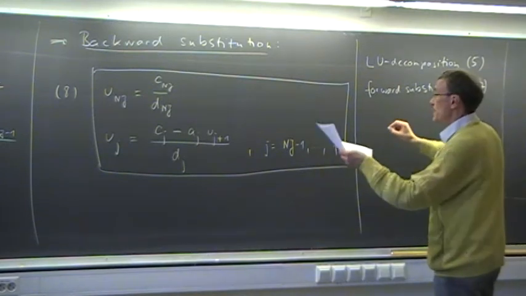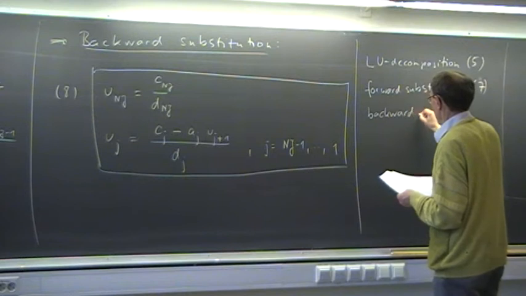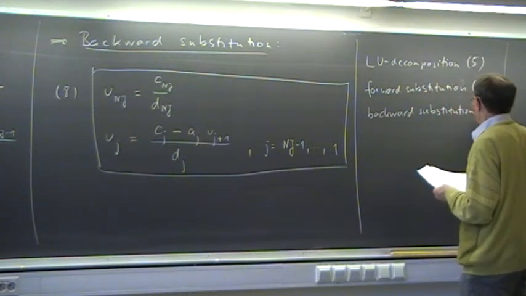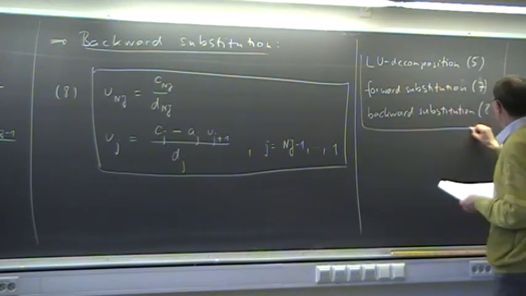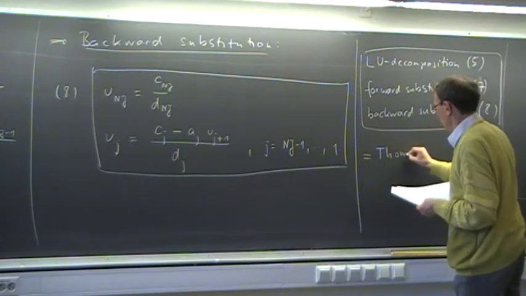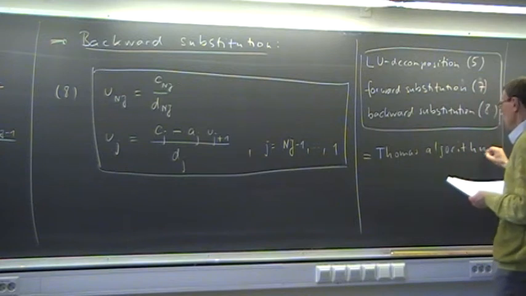And what we have seen here is the backward substitution. This is the 8. So all this, that is the Thomas algorithm, or the TDMA.